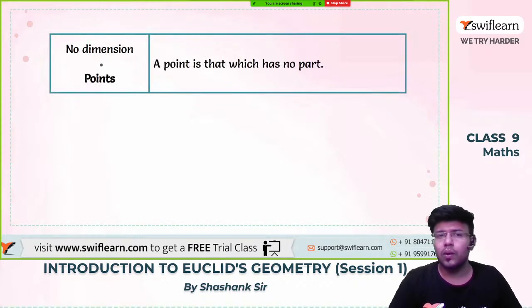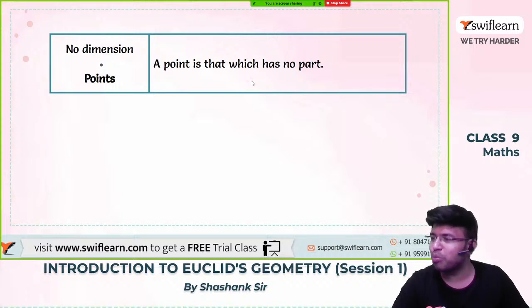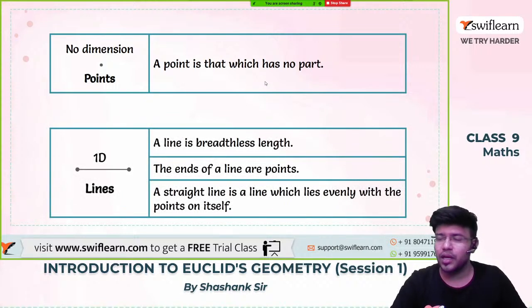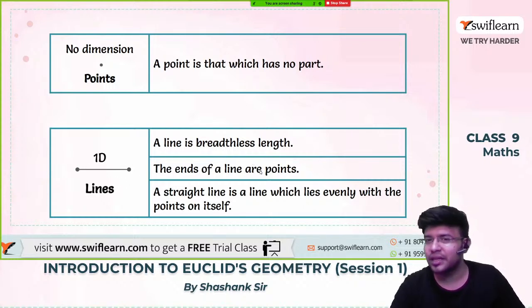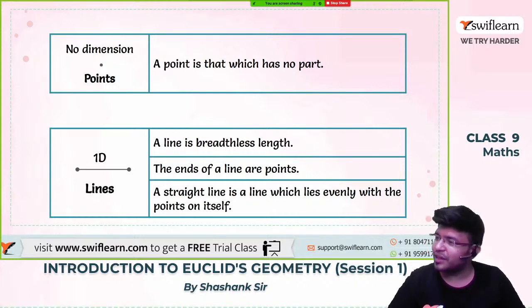Okay, now this point, a non-dimensional figure, a point is that which has no parts. Euclid defined a point as that which has no parts. He also defined lines. A line is a breadthless length. What does breadthless mean? Breadth. A rectangle has length and breadth.